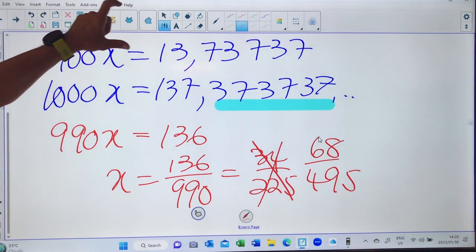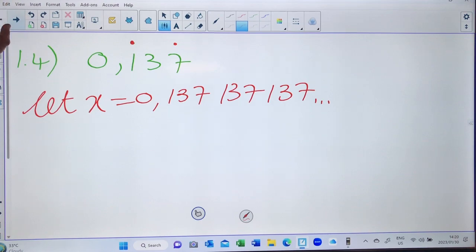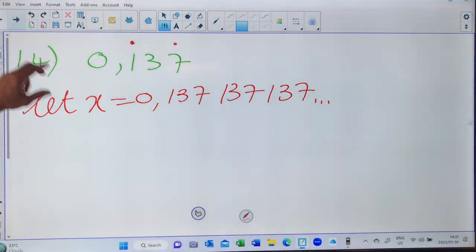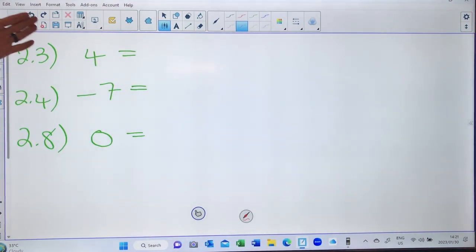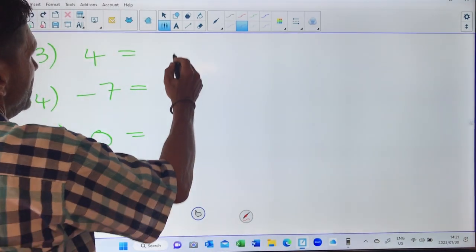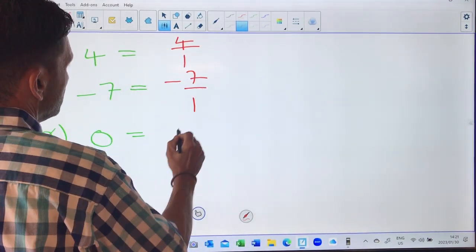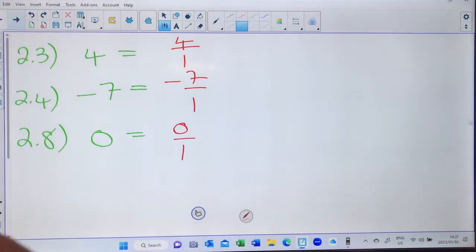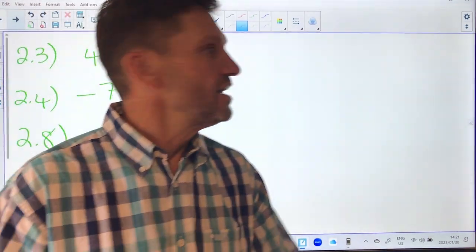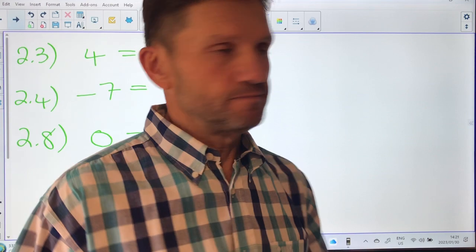So you need to make sure that you get the same decimals. This one you got right, both of you, except you made a silly mistake at the end. Just go and check that. These ones can also be written as fractions. Any integer can be written as 4 over 1, minus 7 over 1, 0 over 1. So any number can be written as a rational number. That means that the numerator and denominator are both integers.